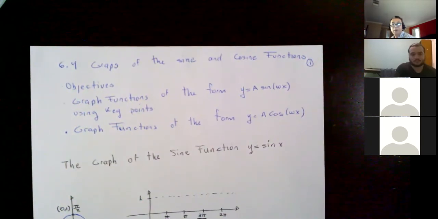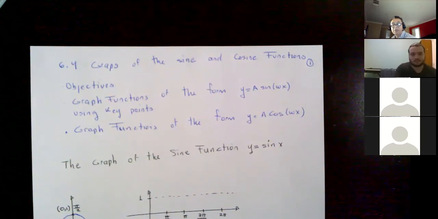All right, so let's continue. Let's start at 6.4. This is graphs of the sine and cosine functions. Objectives: graph functions of the form y equals a sine of omega x using key points, and graph functions of the form y equals a cosine of omega x, also using key points.